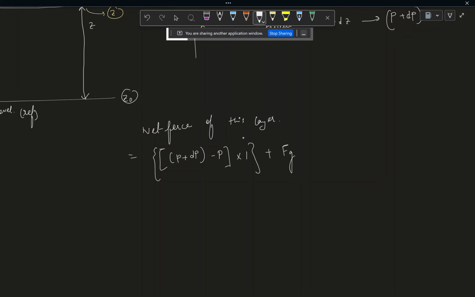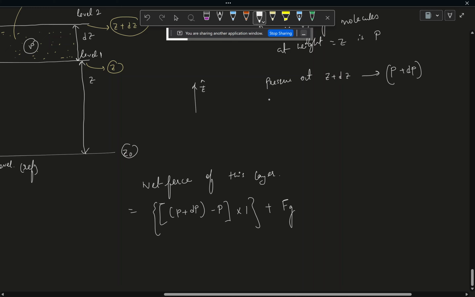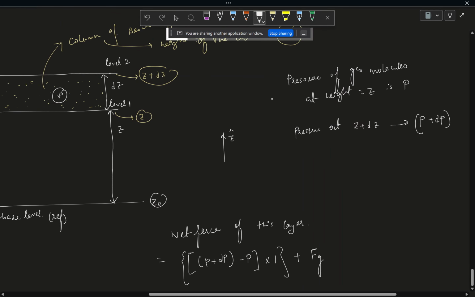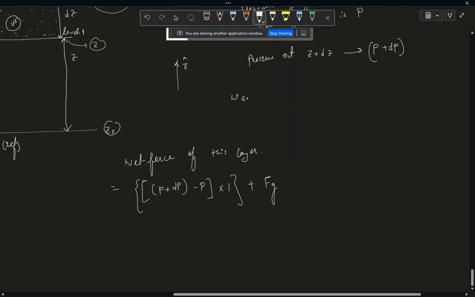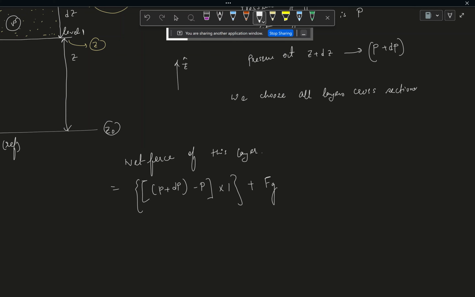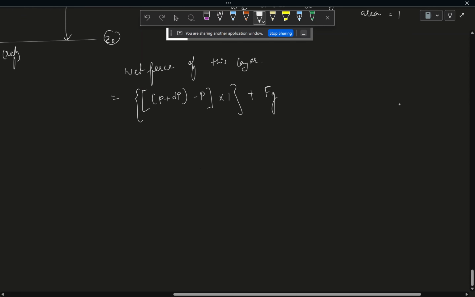Basically, for simplicity, we will be choosing gas layers such that all of them have unity cross section area. So we choose all gas layers' cross section area equal to 1 unity.